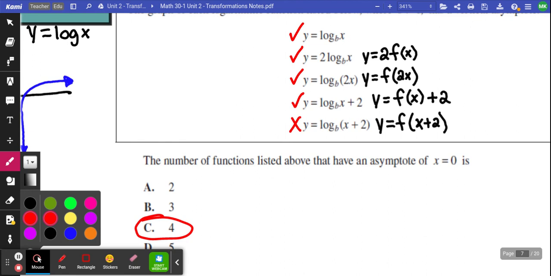Would this third one not work if it wasn't on 0? If it was on like 1? If it was on x equals 1, the third one would still be at x equals 1.